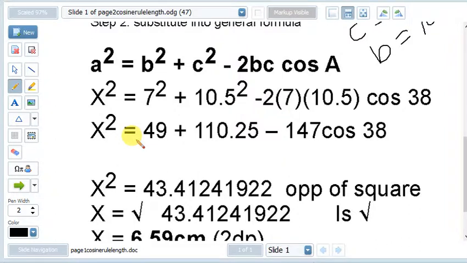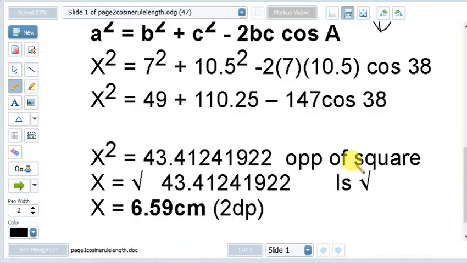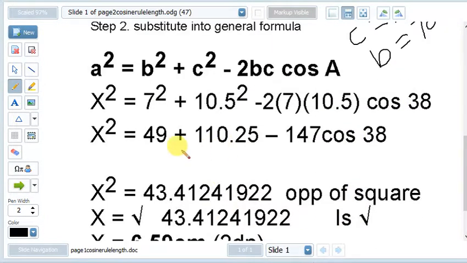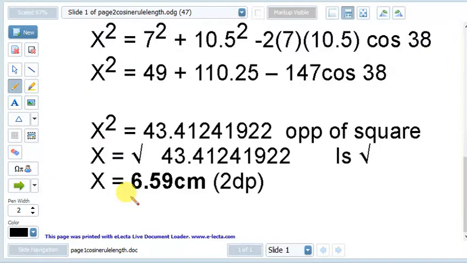Okay, so then we just simplify really, and this usually comes up in a calculator. How it might not come up in a calculator is if you've got for instance sine of 30 or one of the more straightforward non-calculated trigonometry values. So basically what we've got here is x squared equals 49 plus 110.25 minus 147 cosine of 38. And bearing in mind, if you don't show complete working out with this squared, you might forget that it's x squared equals, and that's where quite a few pupils do go wrong.